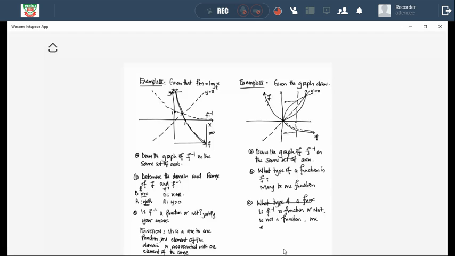One element of the domain is mapped or associated, mapped onto many elements of the range. So it's not a function.